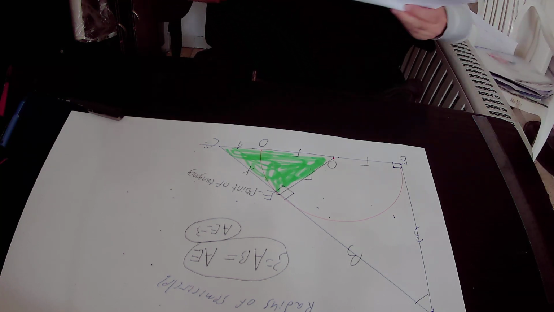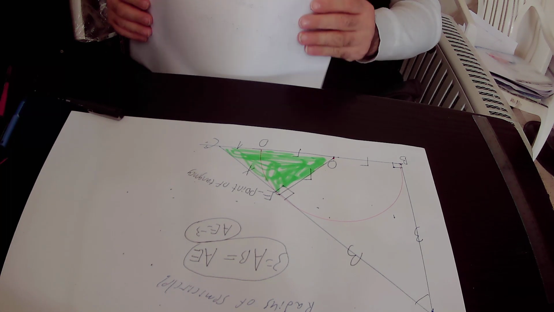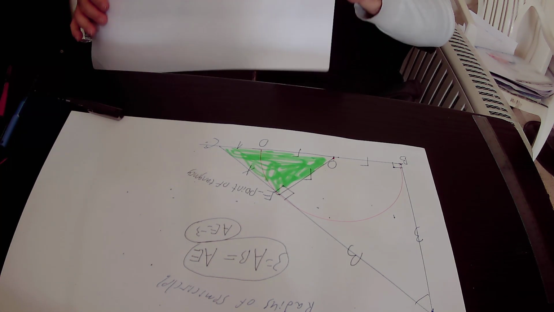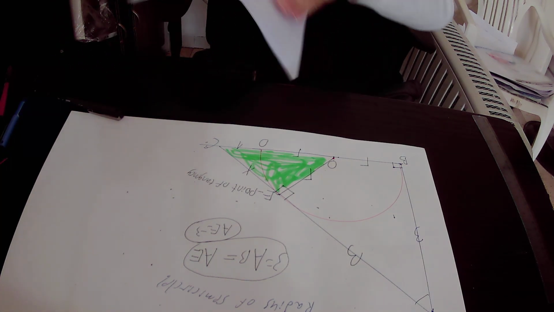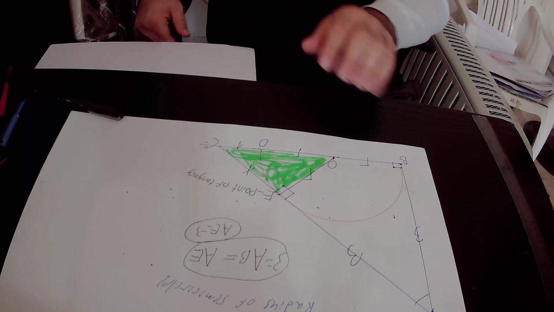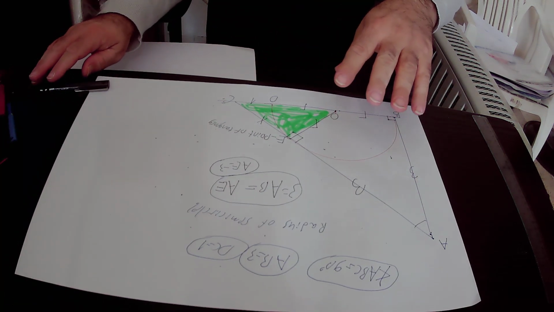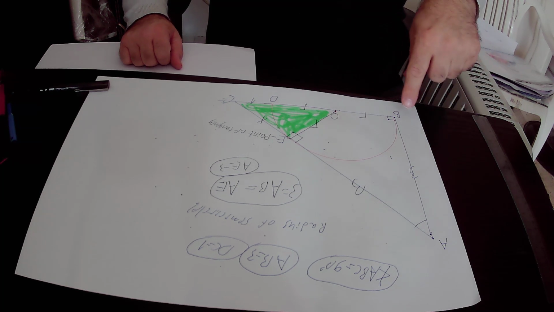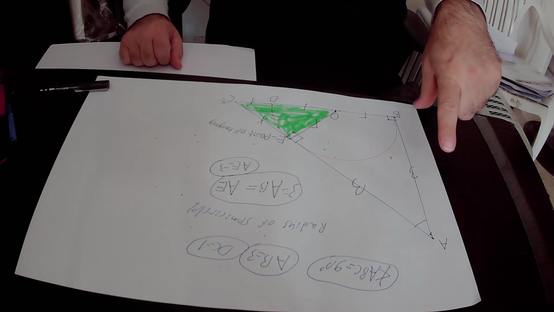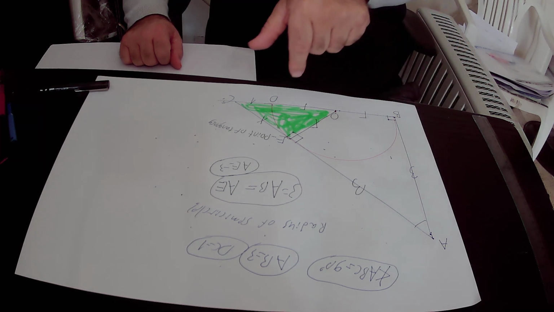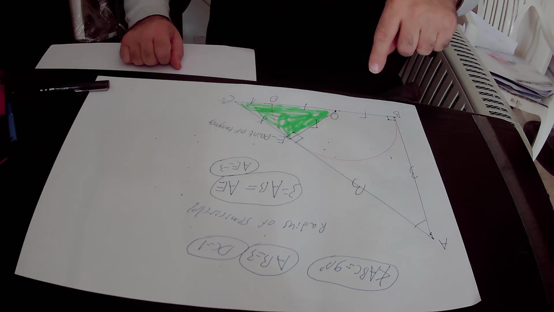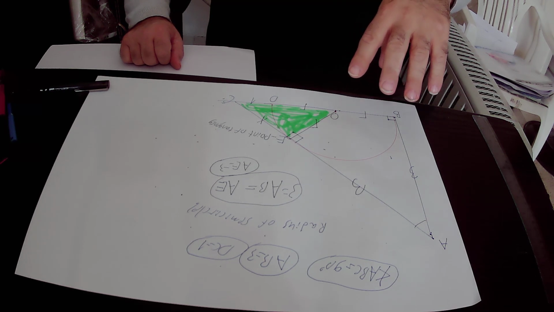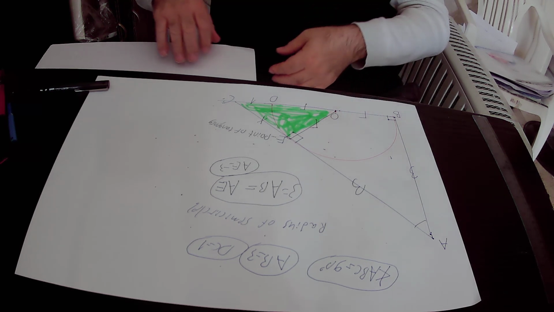Actually, we wanted to find out the radius of this right semicircle. We know triangle ABC is a right triangle. Angle ABC equals 90 degrees. Side AB of triangle ABC equals 3 units. Line segment DC equals 1 unit. And we want to find the radius of this right semicircle.